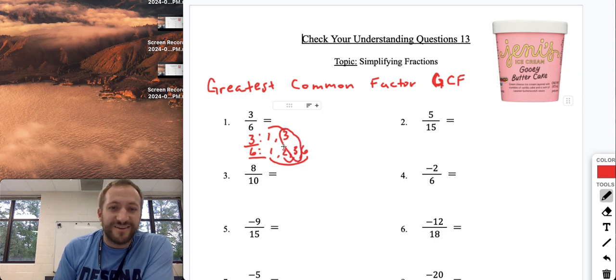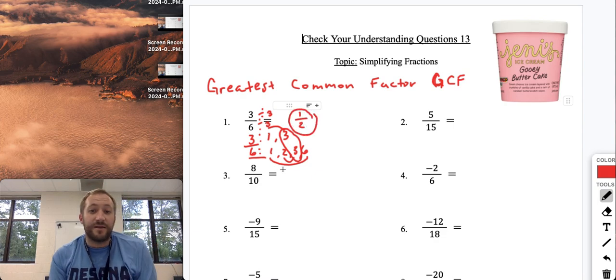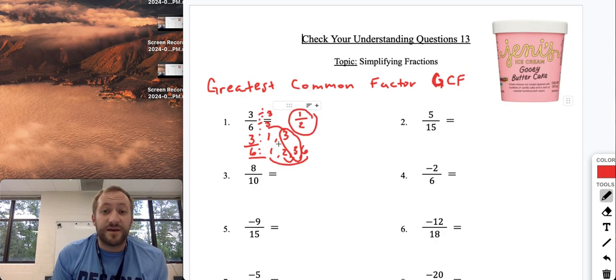They both have 3. So I'm going to divide both the numerator and the denominator by that GCF. 3 divided by 3 gives me 1. 6 divided by 3 gives me 2. And that is the furthest I can simplify that fraction.